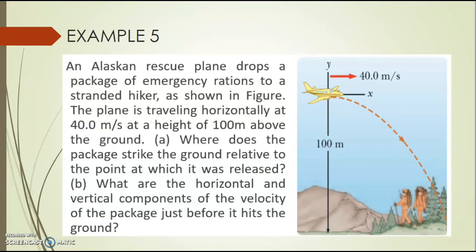Next, example number 5. An Alaskan rescue plane drops a package of emergency rations to a stranded hiker as shown in the figure. The plane is traveling horizontally at 40 meters per second at a height of 100 meters above the ground. Letter A. Where does the package strike the ground relative to the point at which it was released? Letter B. What are the horizontal and vertical components of the velocity of the package just before it hits the ground?